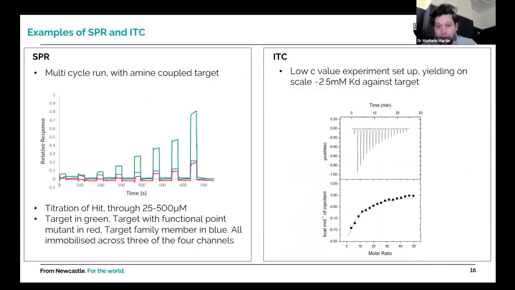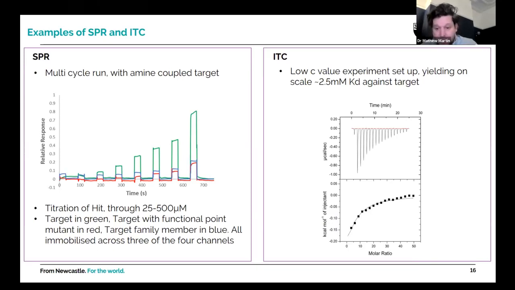Here are a couple of nice examples of direct binding. On the left, an SPR run where on flow cell 1, we have a blank. On the other 3, we immobilize our target in green, our target with a functional mutant in red, and a family member of this target in blue. And then we've run a multi-cycle run here where we flowed a series of concentrations over the 4 flow cells. And you can see nicely the hit binding, although weakly, to the target, and the well-controlled using the other proteins.